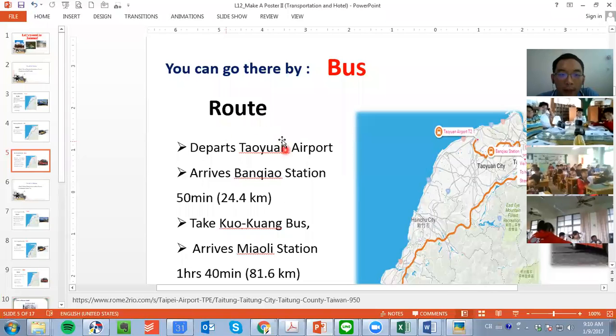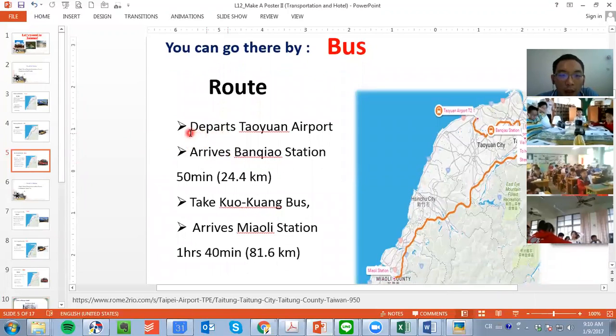By bus. All right, and let's read it. Departs Taoyuan Airport. Arrives Banqiao Station. Okay, so now you are here, Banqiao Station. And then take Guoguang Bus. Arrives Miaoli Station.